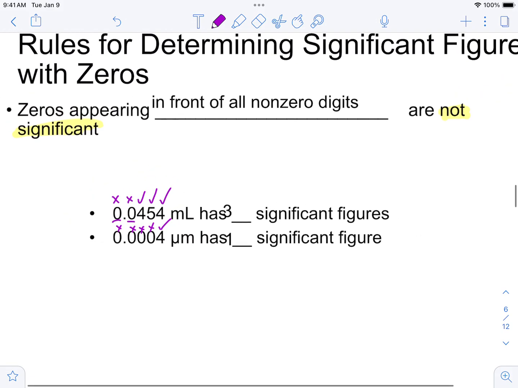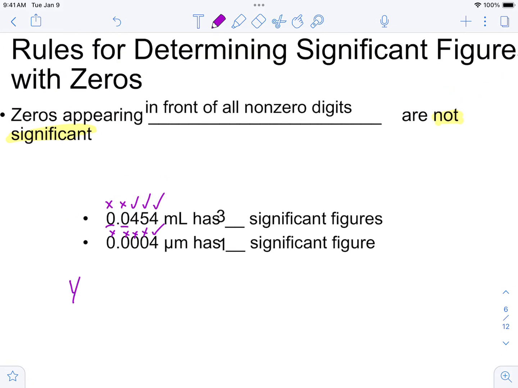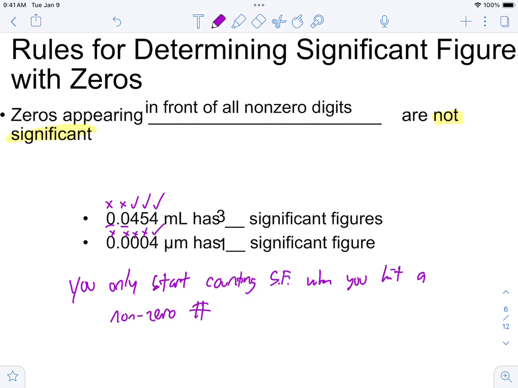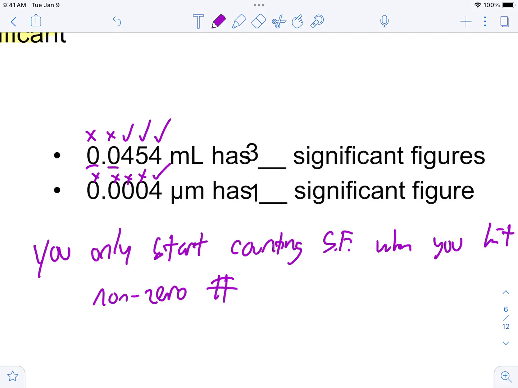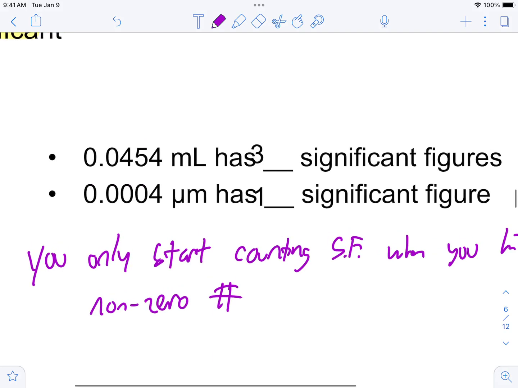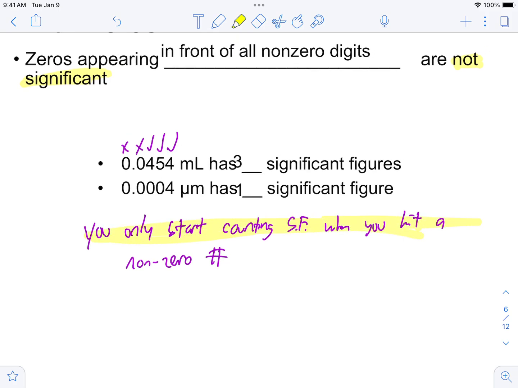The way I like thinking about this rule is that you only start counting sig figs when you hit a non-zero number. So you only start when you hit something non-zero. If we go back up here, I'm starting all the way to the left. It's not a non-zero, so I'm not going to start counting yet. I'm still not going to start counting. Now I'm going to start counting. So I think this is maybe an easier way to think of it than the actual rule itself.